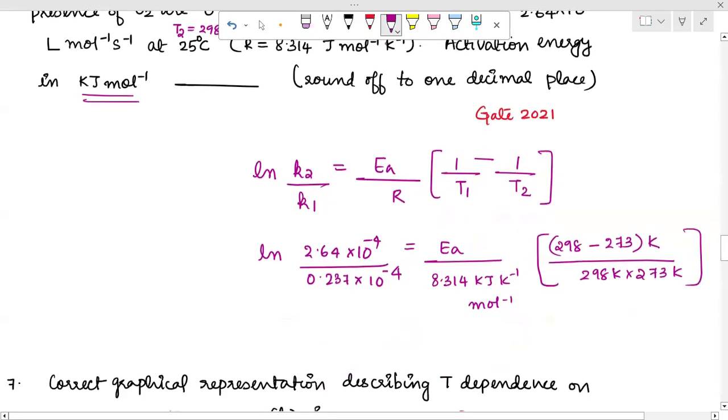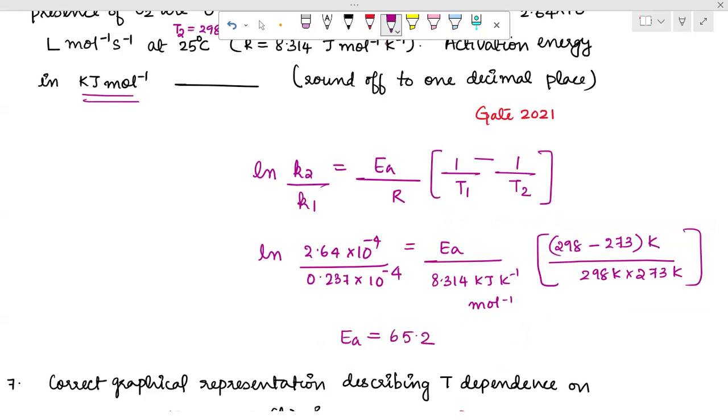You need to rearrange. We have already done it in a similar problem. I'm not doing it again. Finally, the activation energy that you get, after rounding off to one decimal place, I'm getting 65.2 kilojoules per mole. In the answer key, it was a value between 65.0 and 66.0.